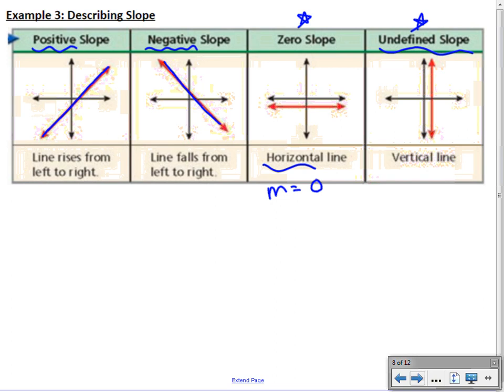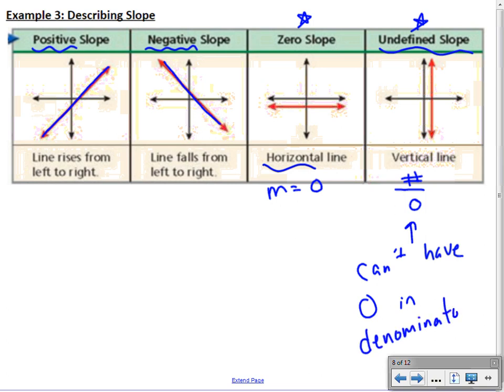And the reason that this happens is if you tried to count your rise over your run, you end up with some number over 0. And you guys know that we can't have 0 in the denominator of a fraction. We can't divide by 0. So that's what makes the slope undefined.